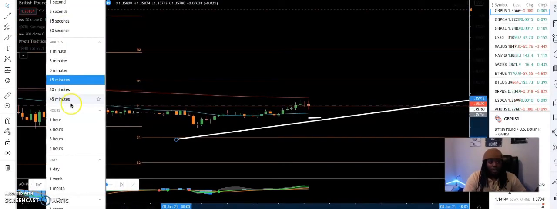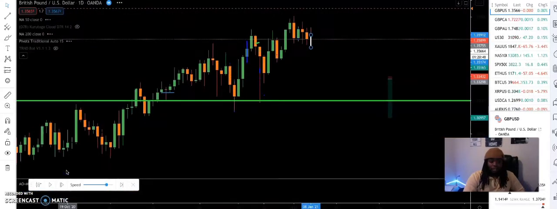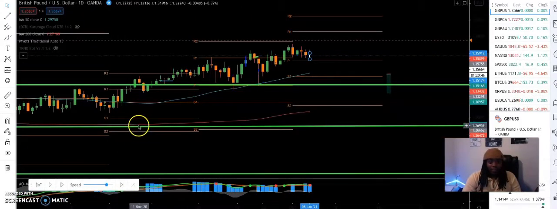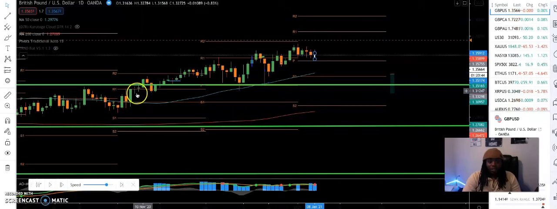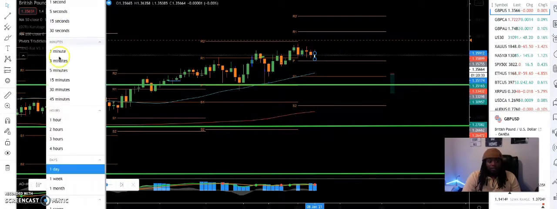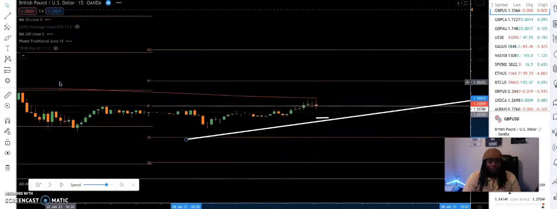Now let's go to the daily right quick, guys, before I jump into it. As you can see, this is an uptrend. Bounced off this pivot, bounced off this pivot, bounced off this pivot. Probably want to bounce off this pivot as well. So this is what I did. So let's go to the 15.